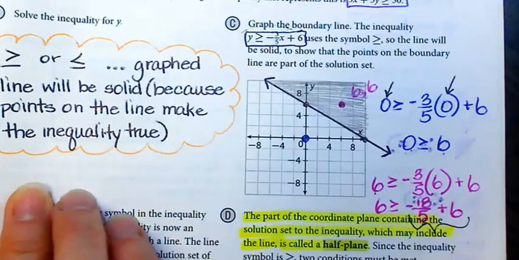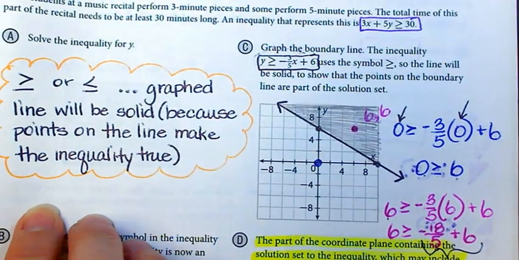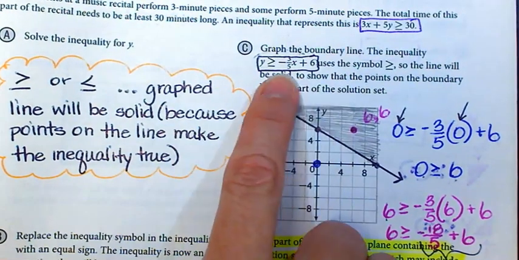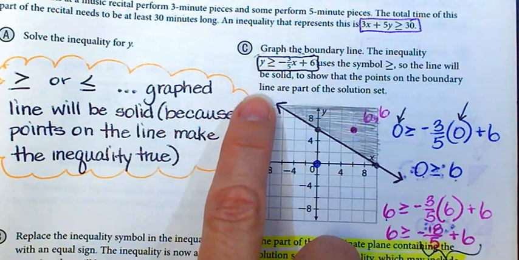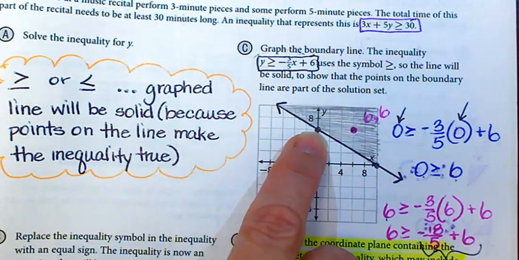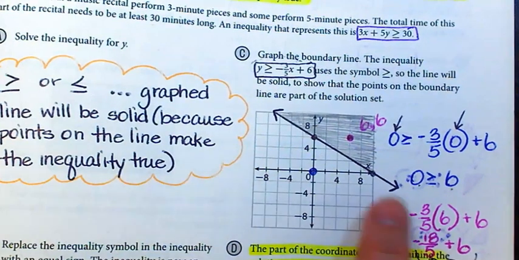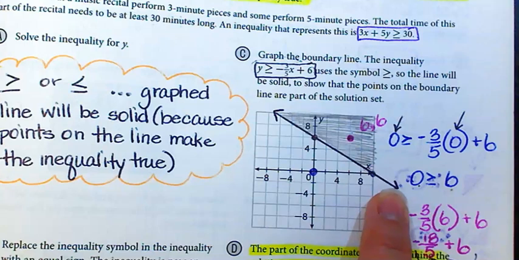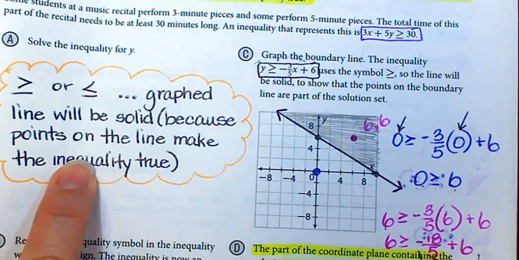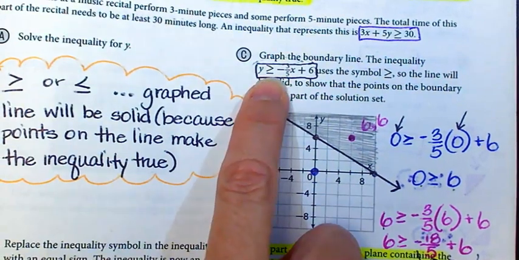For instance, we take this inequality, graph it. The y-intercept is 6, and I'm going to go down 3 and over 5. I'm going to draw my line. My line will be solid, and the reason why it's solid is because it says greater than or equal to.